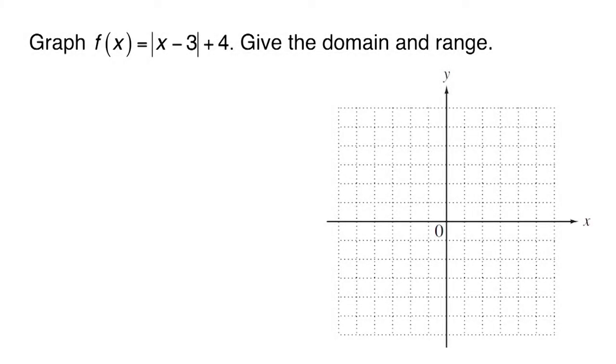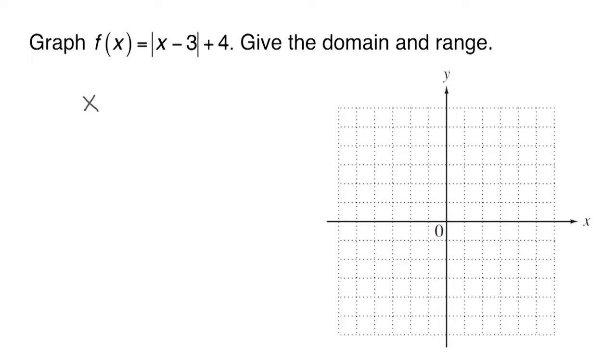Graph f of x equals the absolute value of the quantity x minus 3 plus 4. Give the domain and range. Well, first note that if x equals 3, then f of x will equal 4. This gives the lowest point on the graph, (3, 4).